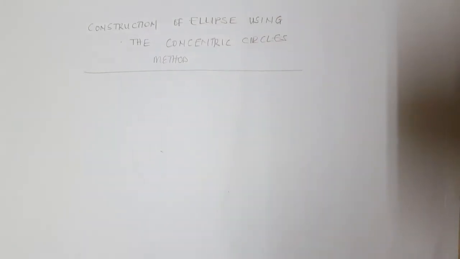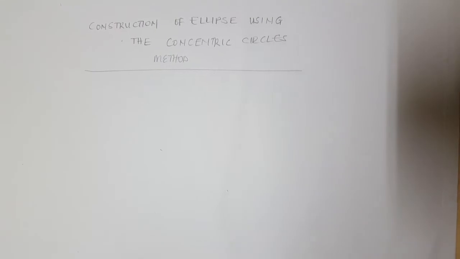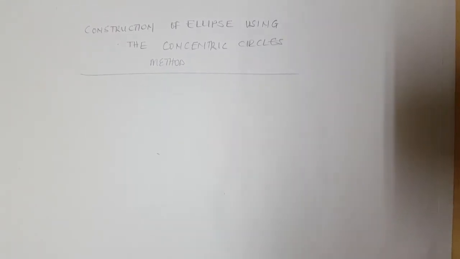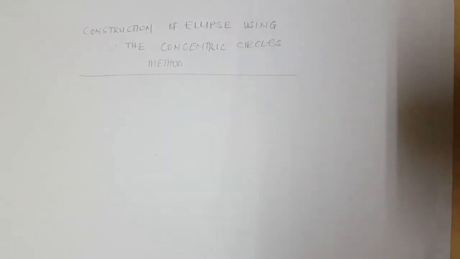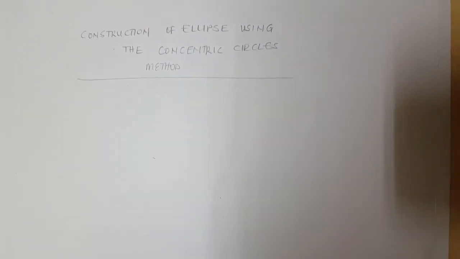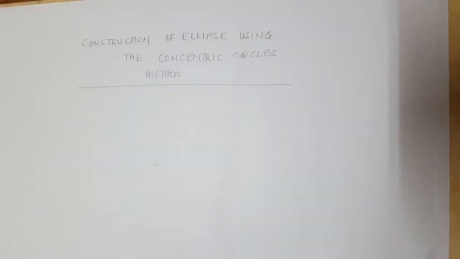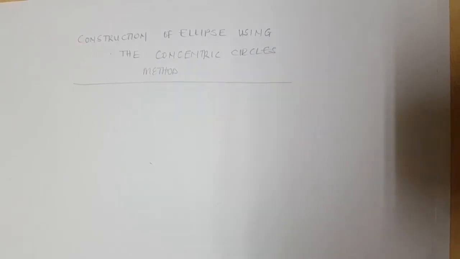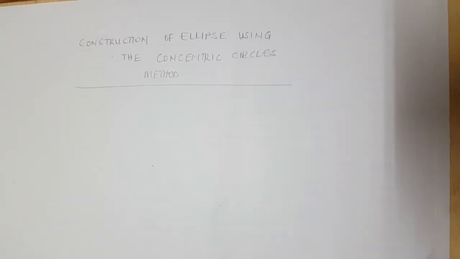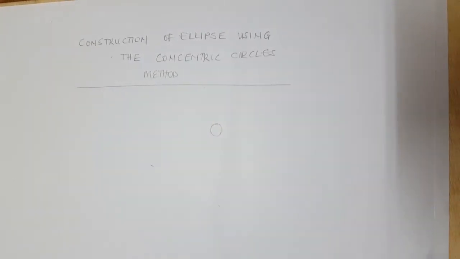Today's study is to help us construct an ellipse using the concentric circles method. Okay, so to start with, if we say a concentric circle or concentric circles, they are circles with the same center. And if we say an ellipse is a figure with eccentricity between 0 and 1. For the case of a circle, let's consider a circle.